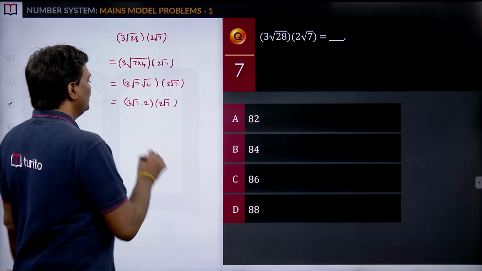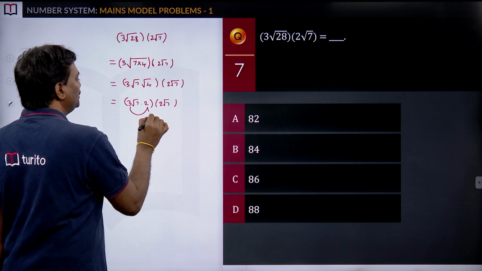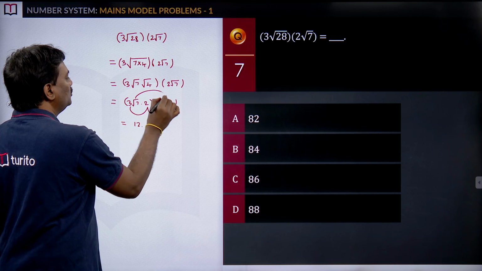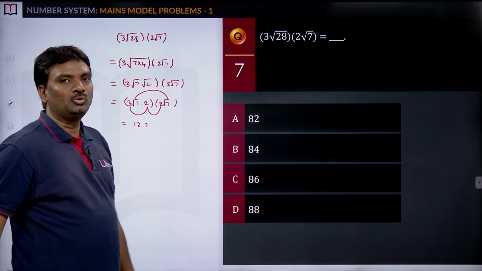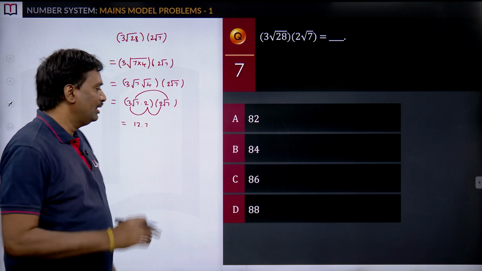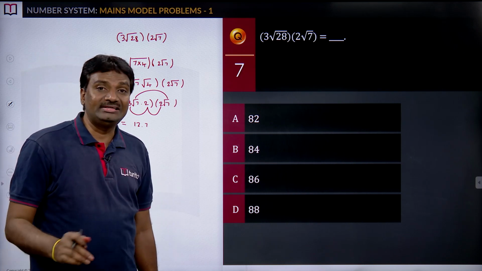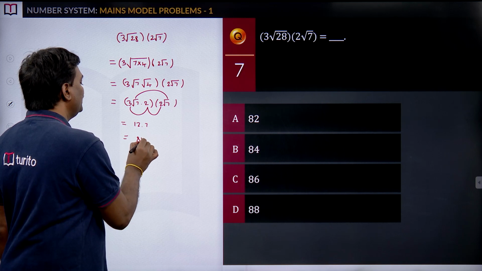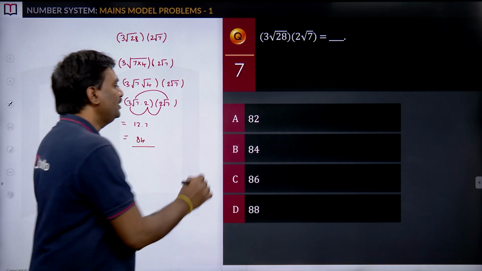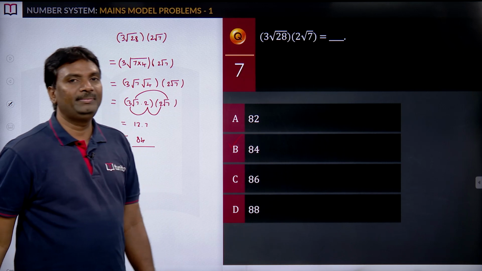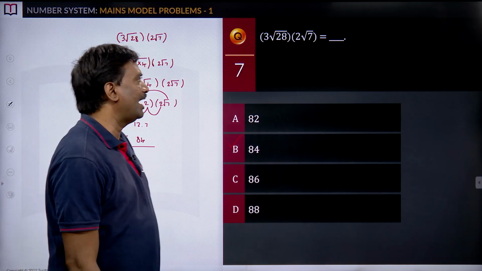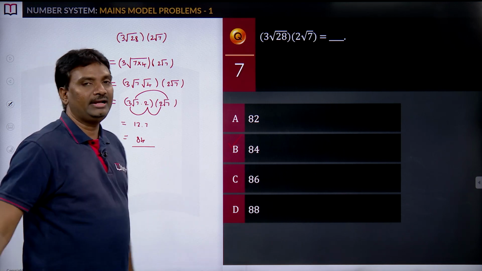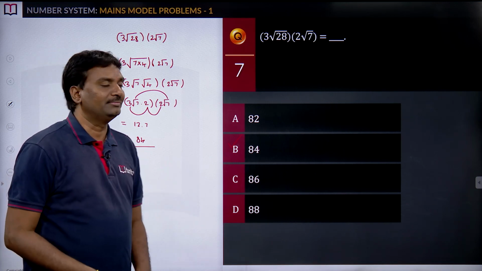Here 3, 2, 2 are rational numbers. 3 into 2 is 6, 6 into 2 is 12, into root 7 into root 7. Root 7 is an irrational number. By multiplying root 7 by itself, you will get 7. By multiplying 12 and 7, you will get 84. According to the options, we can take option B as the correct option. So, the value of 3 root 28 into 2 root 7 is 84, that is option B.